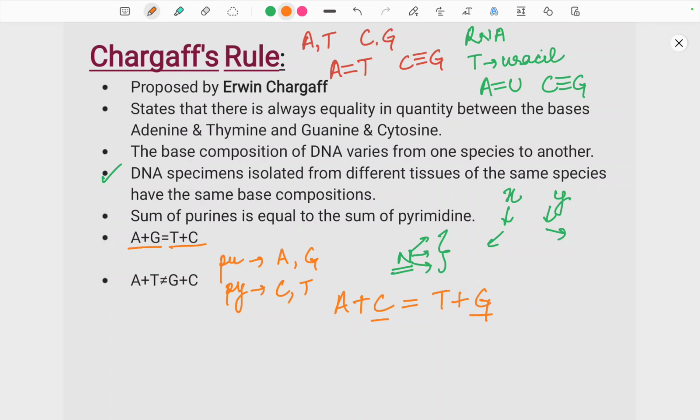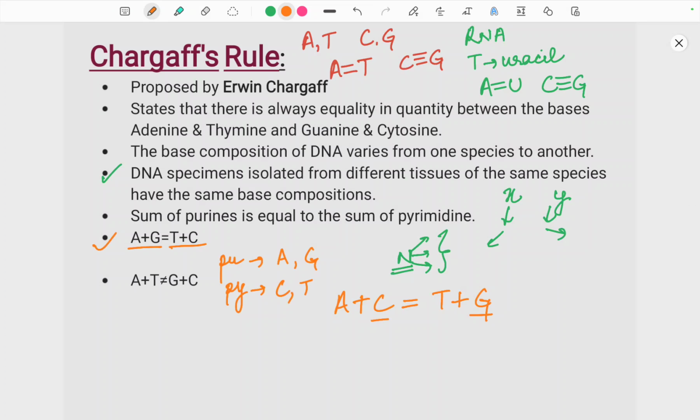Moving forward, consider the equation A plus T is not equal to G plus C, as we know that the number of adenine residues is not equal to the number of thymine residues in this equation, and the number of guanine residues is not equal to the number of cytosine residues. Therefore, this equation does not hold true to point number 1 of Chargaff's Rule. The concept of Chargaff's Rule is extremely simple and could be easily solved by this equation: A plus G is equal to T plus C.